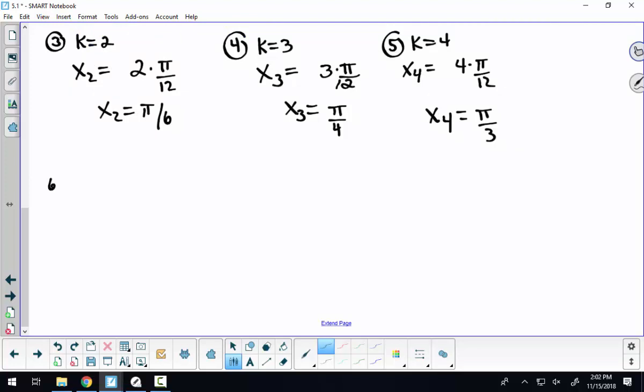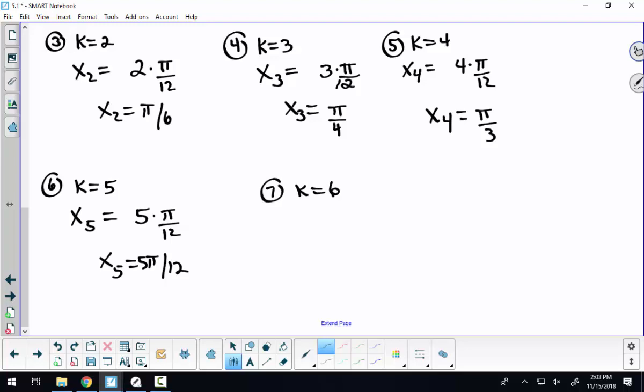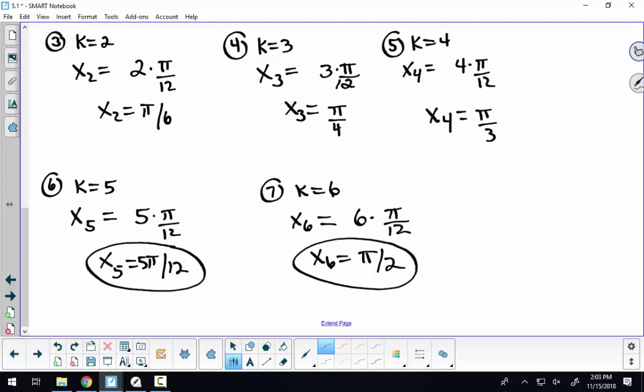And next to last, when k equals 5, x sub 5 is 5 times delta x. So 5 pi over 12. And our last grid point when k equals 6, x sub 6 is 6 times pi over 12, which is pi over 2. So these are all of our grid points.